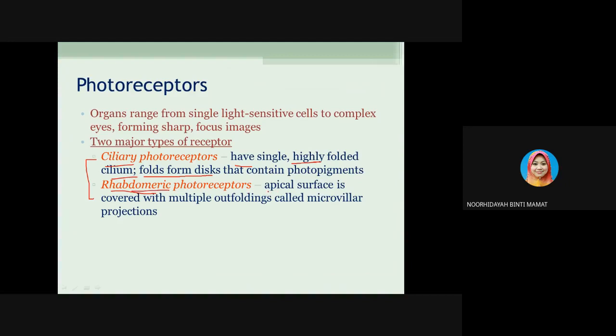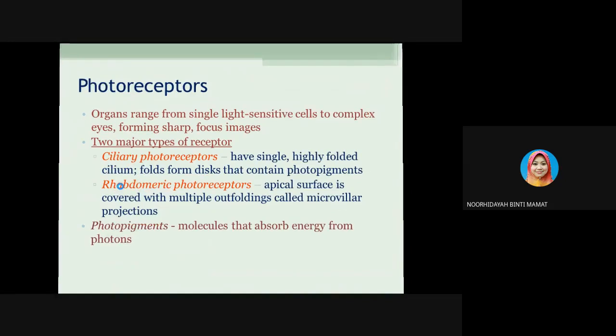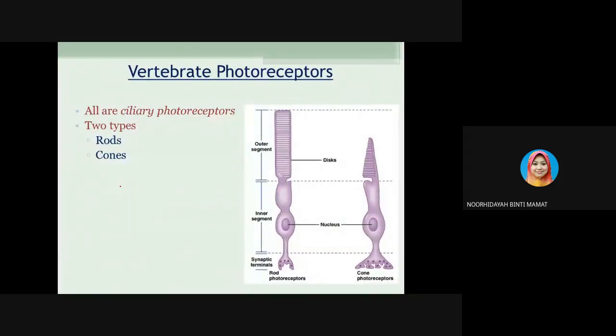It has an apical surface, and the apical surface is covered with multiple outfoldings that we call microvillar projections. So this is the second type of photoreceptor. Again, photopigments are molecules that absorb energy from photons.